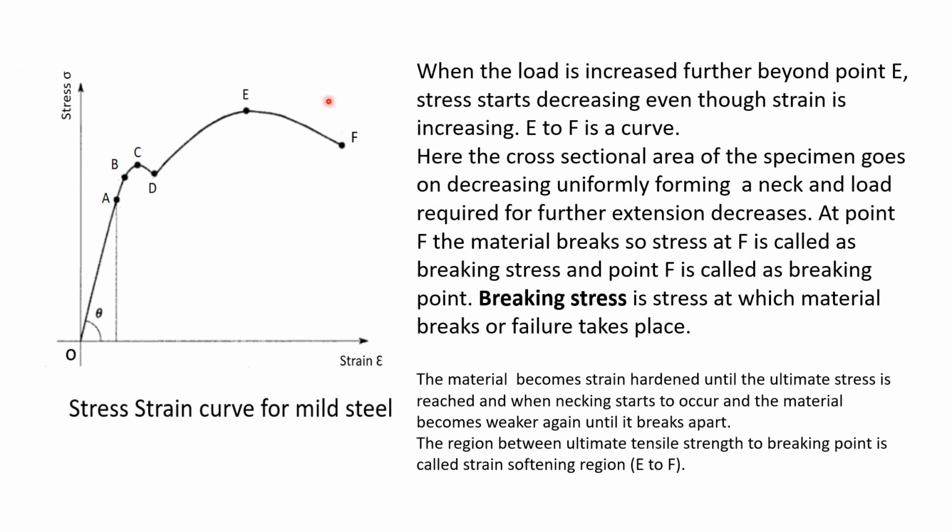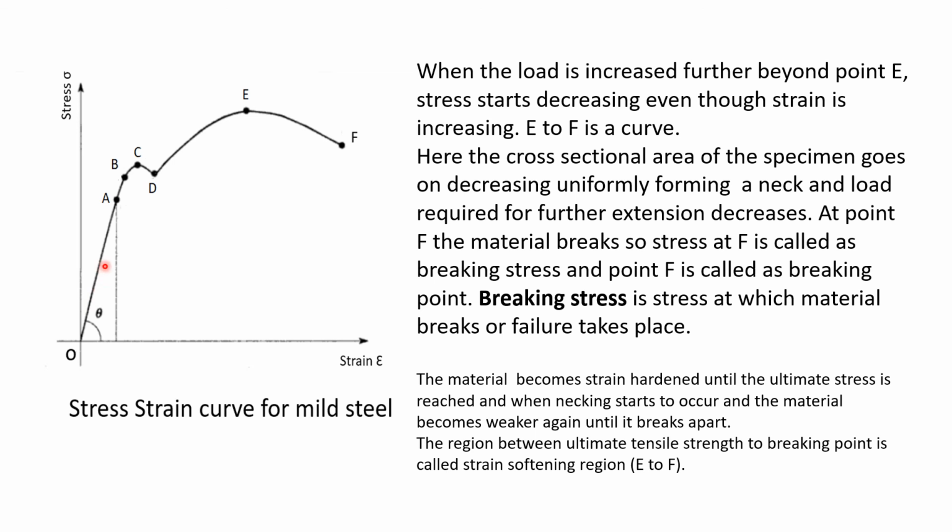So this is the stress strain curve for mild steel. Here point A is limit of proportionality, B is elastic limit, C is upper yield point, D is lower yield point, E is the ultimate stress, and F is the failure stress.